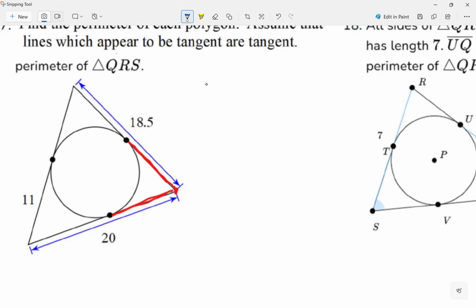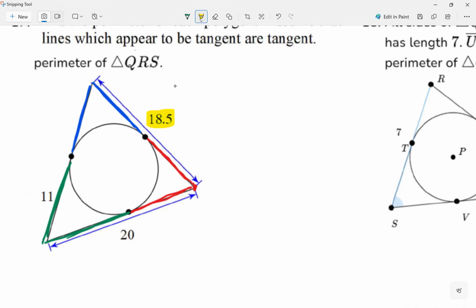So that means this tangent segment is equal to this other one. And then I'm going to go in green. This green tangent segment is equal to this other one. Well, what are these measurements? 18.5 is the whole side. I'm going to use that later. 20 is the whole side, but 11 is only the green tangent segment. So if one green tangent segment is 11, the other one is also 11, because they are equal.